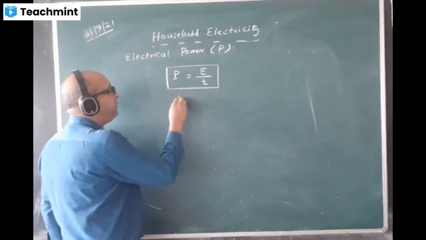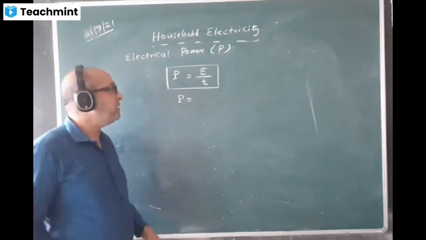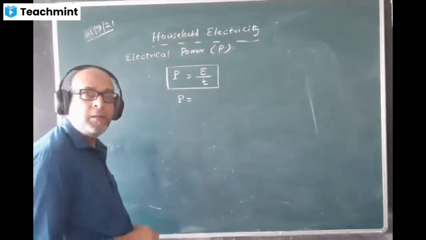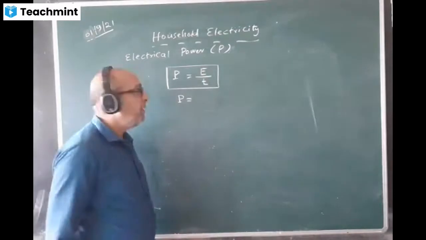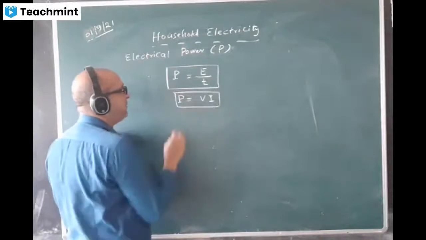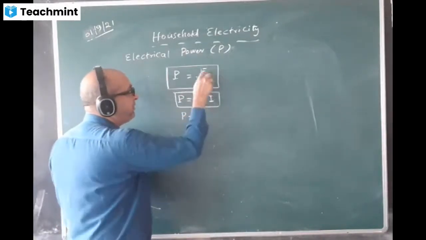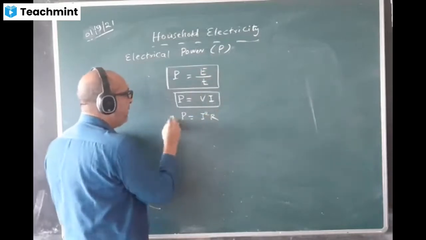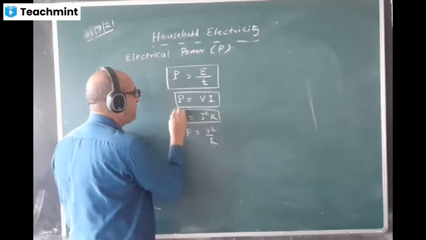What is the formula? First formula of energy is VIT. You know, VIT divided by time, only VI remains. So power formula is VI. Just write down this. Next, power is equal to I square R, since the energy formula is I square RT. And the third formula becomes V square by R. These are the formulas of power.